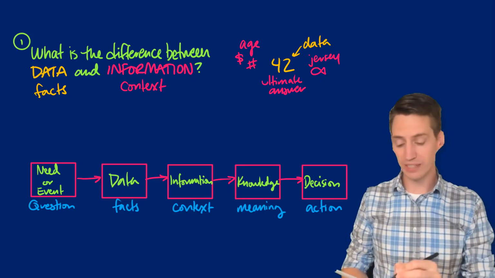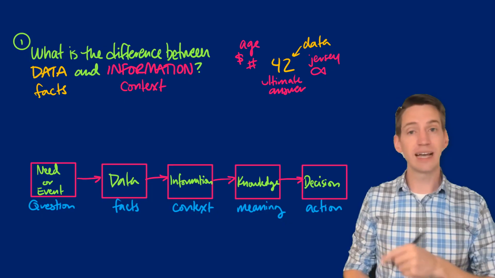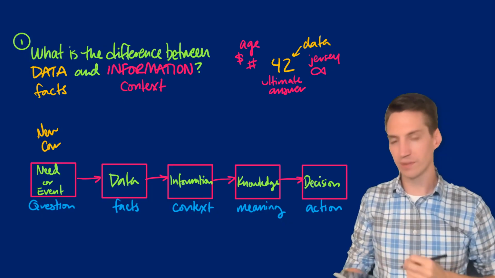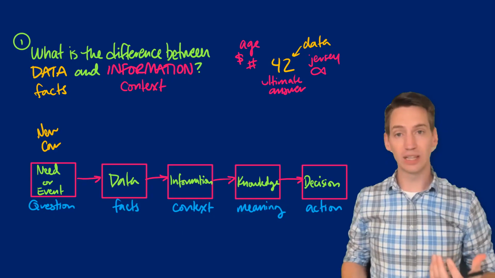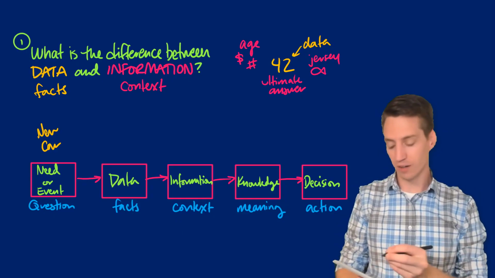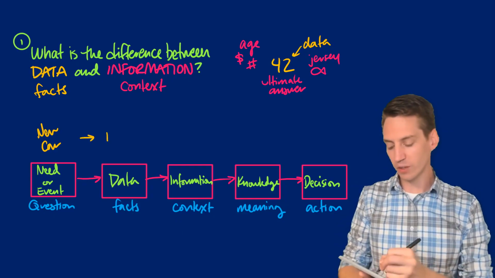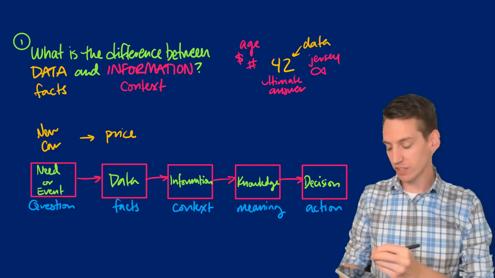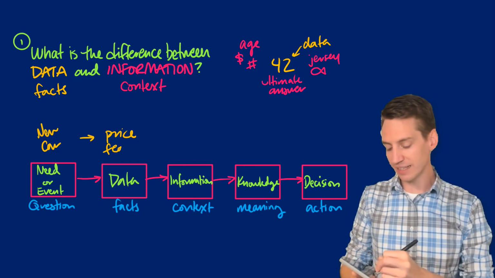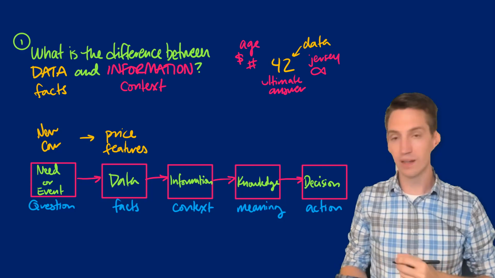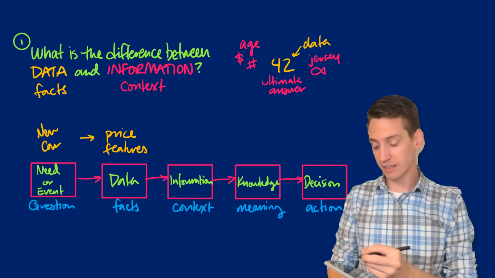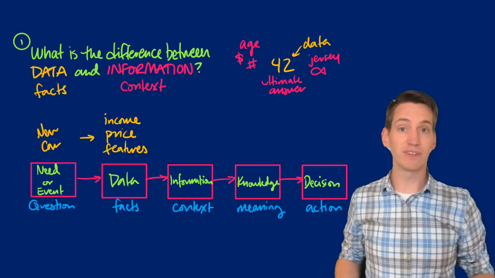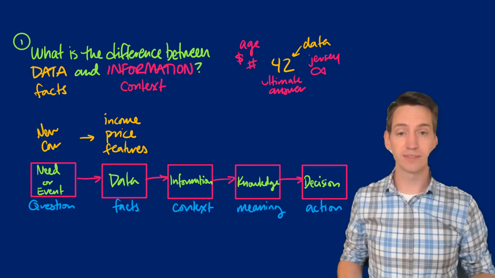Let's look at this in terms of an example. So let's say I have a need. I want to buy a new car. All right, in order to do this, I need to collect some data about this new car. For example, I want to know what the price of the new car is. I may want to know what types of features it has. Other relevant data may be, what is my income level? Because that will affect whether I can afford a certain car or not.